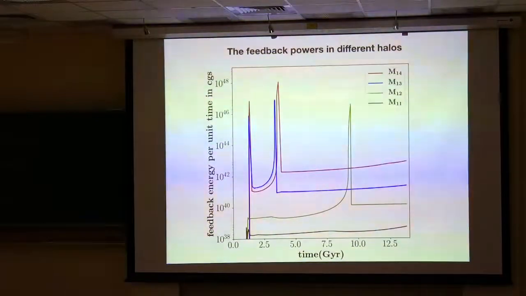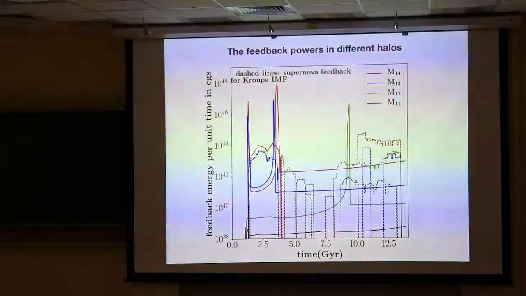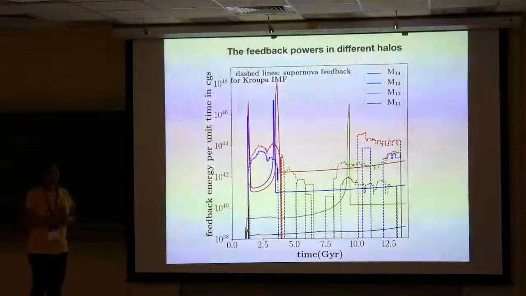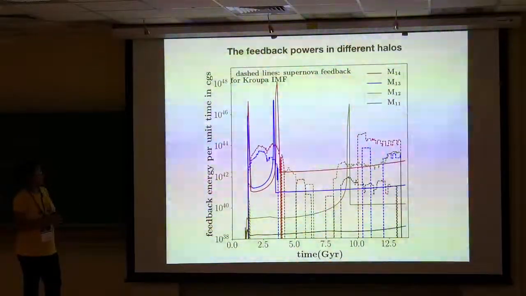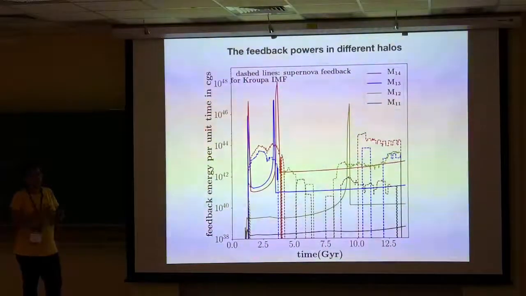What we try to do is see what fraction of this can be provided by AGN and what fraction can be provided by supernova. We know the total cold gas in the central region. We use the Kroupa IMF and try to see how many stars are formed above 8 solar mass, and we calculate the total supernova energy per unit time. The dashed lines correspond to each halo. The red dashed line corresponds to the first halo, and so on.